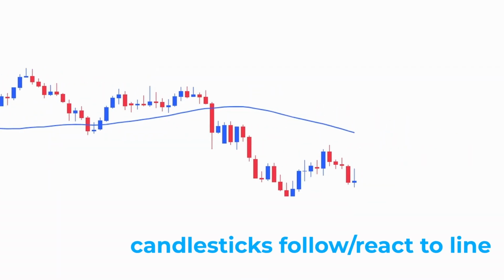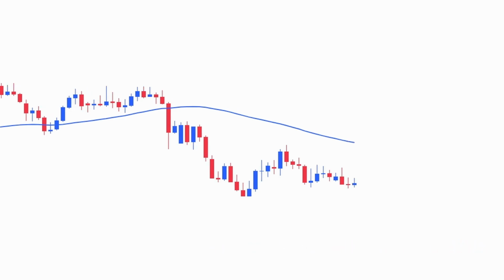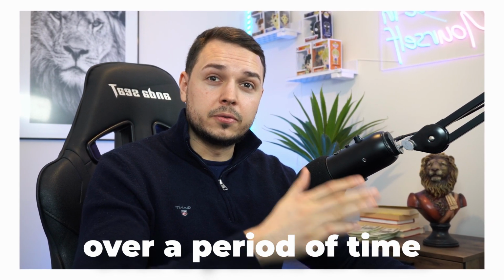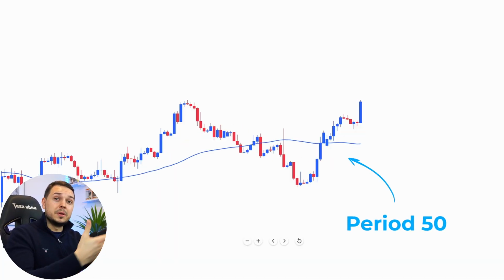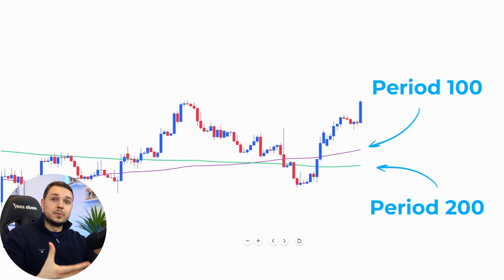Moving averages are a trend following indicator, and they are calculated by taking the average price over a period of time. A period of 20 would be 20 days, a period of 50 would be 50 days, and the last two lines would be 100 days and 200 days.